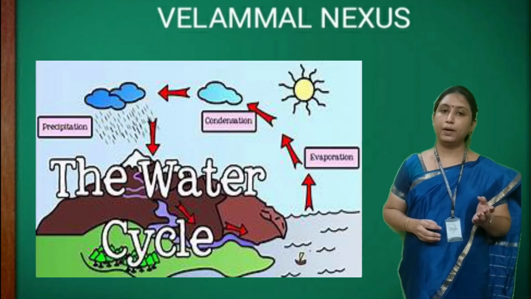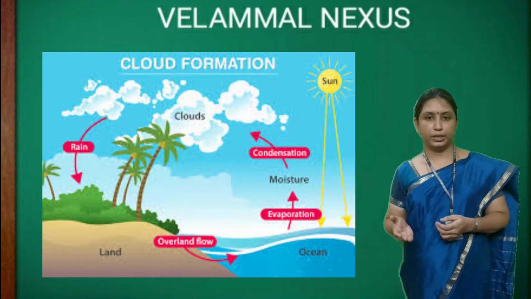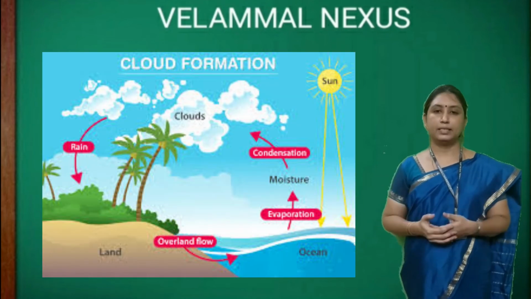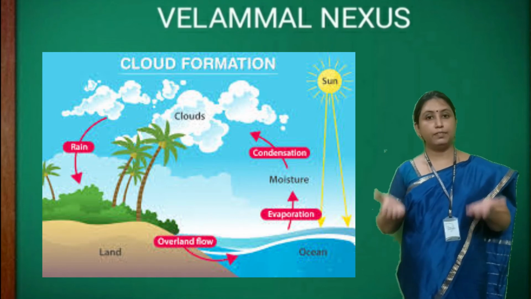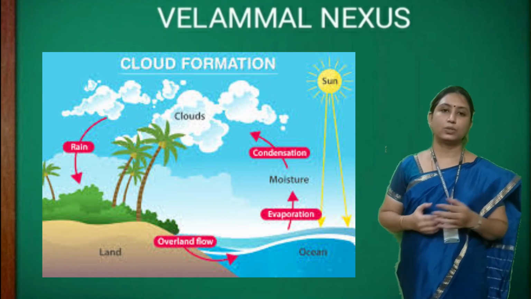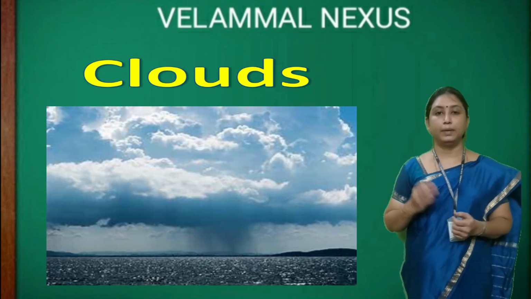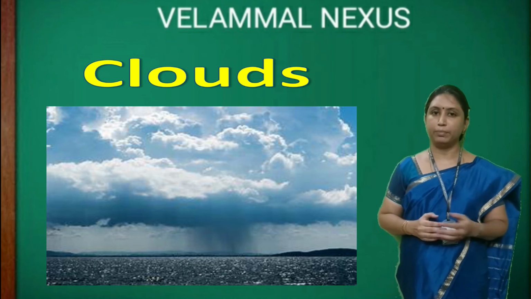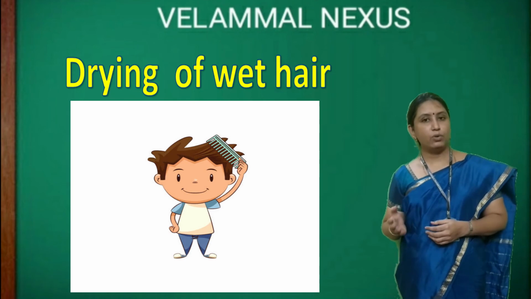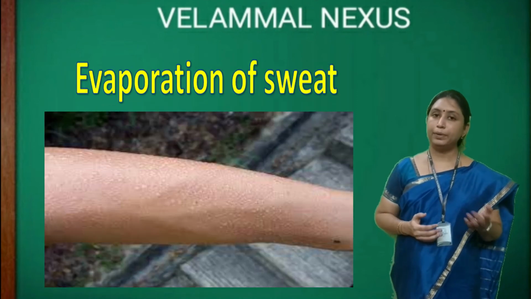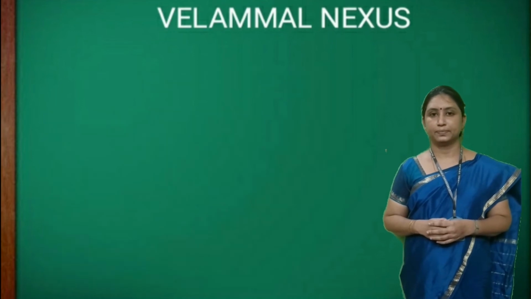Evaporation is an important part in water cycle. Water in water bodies gets heated up by sun rays and changes into water vapor. As the water vapor rises up, it gets cooled down and forms clouds. So evaporation plays an important role in the formation of clouds. Other examples are drying of wet hair and evaporation of sweat from skin during summer season.